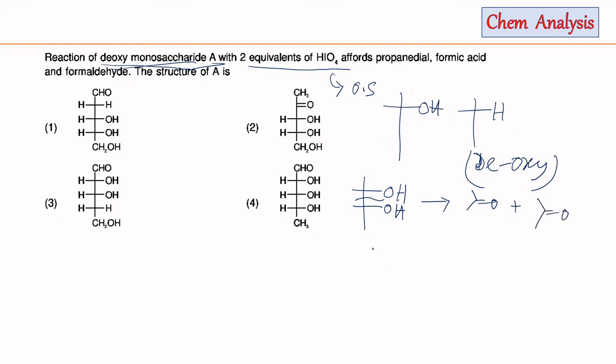Now if in the monosaccharide in the terminal position there is CHO and in the next carbon OH, then HIO4 will also cleave this carbon-carbon bond to form the corresponding acid from the CHO group and the corresponding carbonyl from this CHOH group.